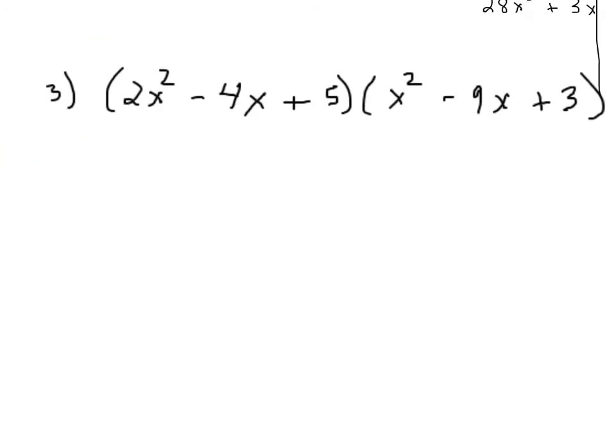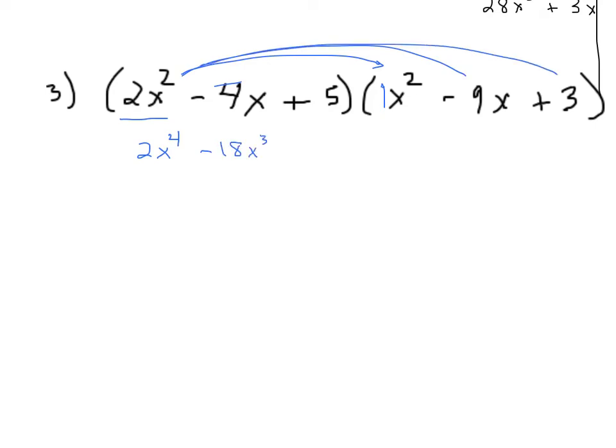Okay, last problem is a trinomial times a trinomial. This will have the most terms. Let's start with the multiplication. 2x squared times x squared, 2 times 1, right? The coefficient of x squared is 1, so it's 2 times 1. 2, x squared times x squared is x to the 4th. 2x squared times negative 9x squared, negative 18x cubed. Last but not least, 2x squared times 3 is 6x squared.